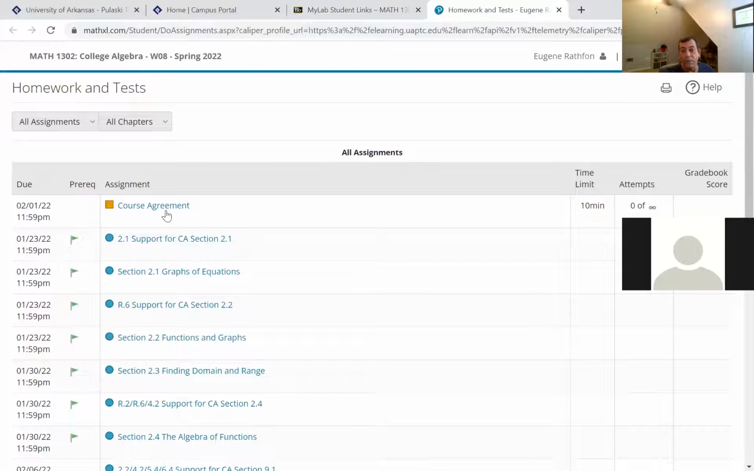So we're going to go to the assignments. So notice the first assignment you got to do is the course agreement. And you got to do the course agreement before it'll let you into any of the homework assignments, okay? I think it's like 5 or 6 questions and it just wants you to agree to everything, okay? You'll see 2.1 support. That's for the support grade. 2.1 graphs of equations is the actual college algebra.